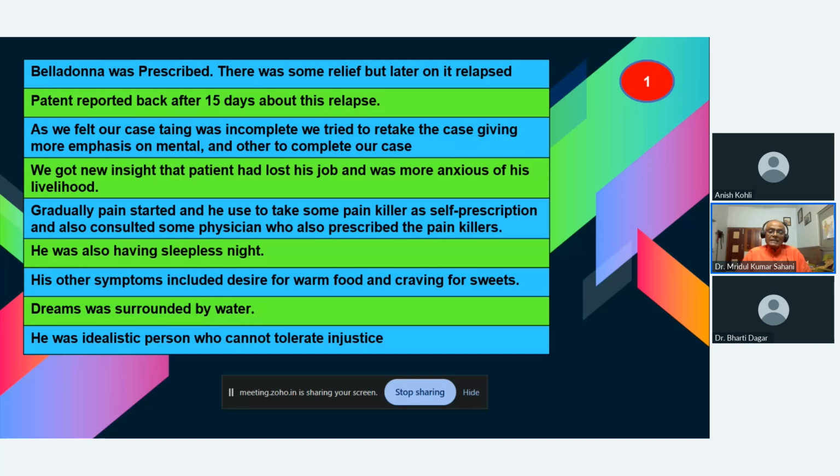He was an idealistic person who cannot tolerate injustice, and this was the reason. He saw some mistake in the company, and he tried to point it out, but the others blamed him, and he was removed himself. So this was causing him great distress of the mind.